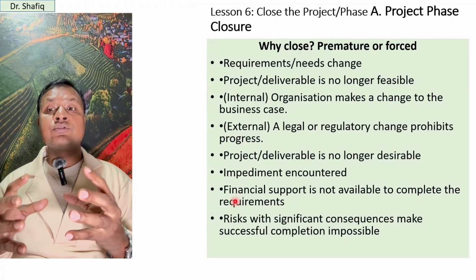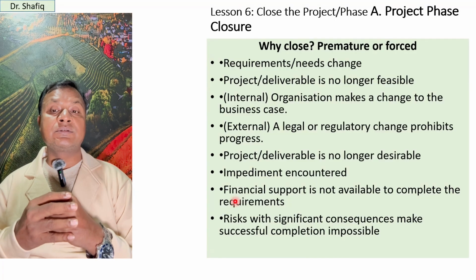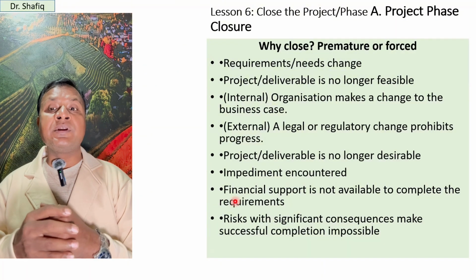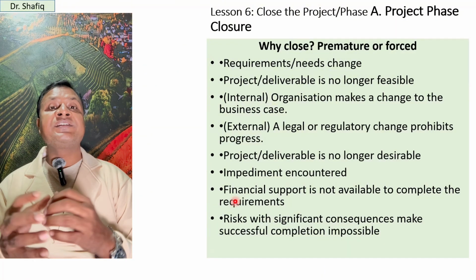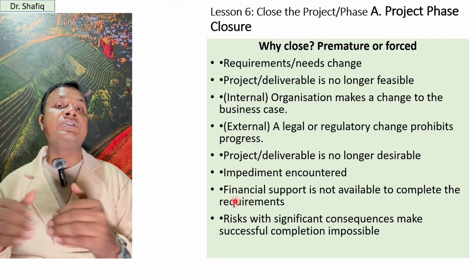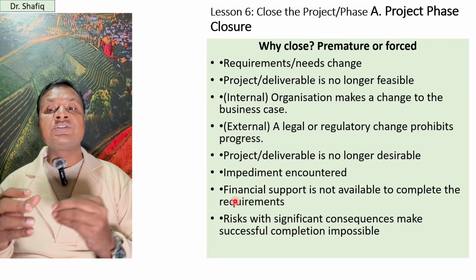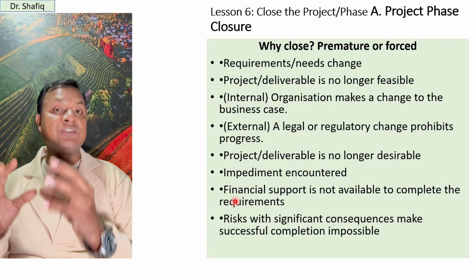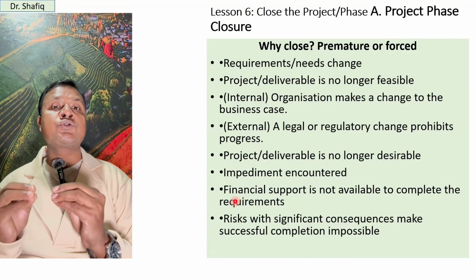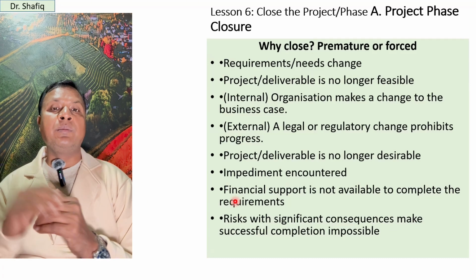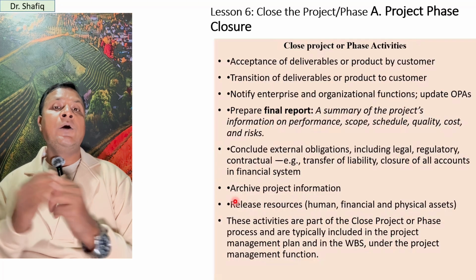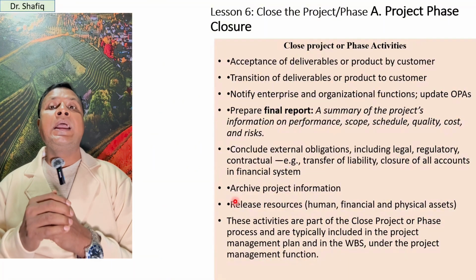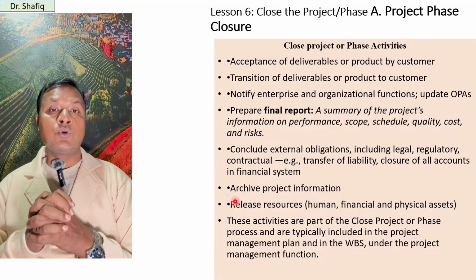The project or deliverables are no longer desirable to the stakeholders, and many other uncontrollable impediments may be encountered, or financial support is not available to complete these requirements, or a risk with significant consequences makes successful completion impossible. If these are the situations, we are forced to close the project prematurely. However, if we can fulfill the definition of done or acceptance criteria, we are ready to close the project.